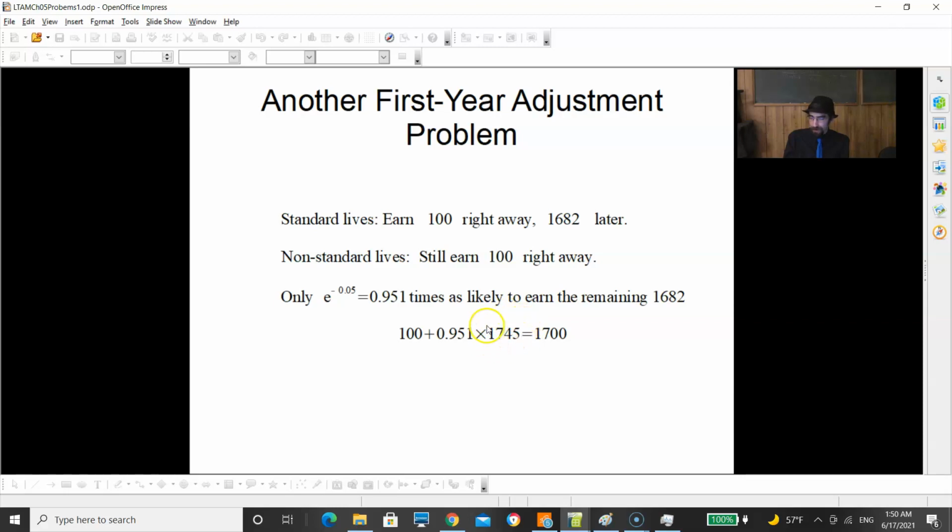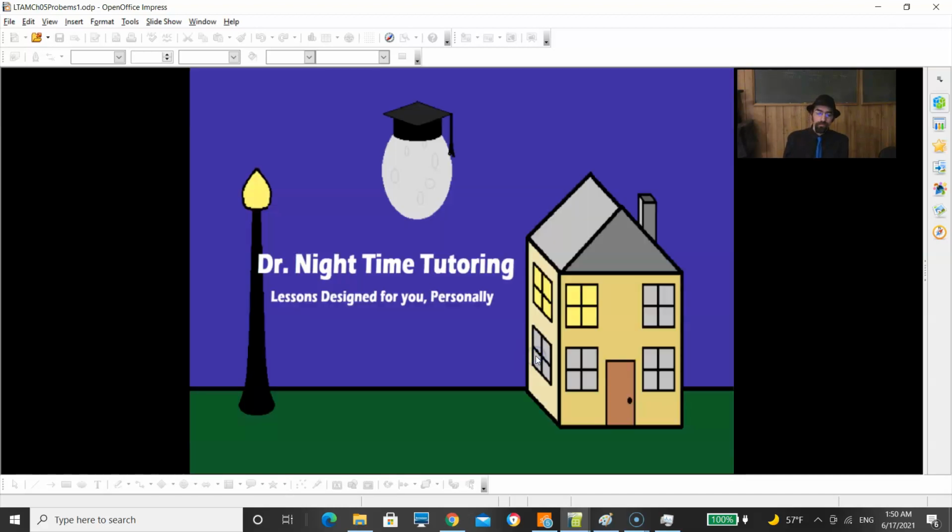Apologies for, I don't even know where I got this from, but wherever I got it from, I recognized that I needed to fix it, but then didn't actually change this number here. I changed everything else and calculated it the right way. All right, so again, this 1745 should be a 1682. My apologies for that. And that's the solution to that one.